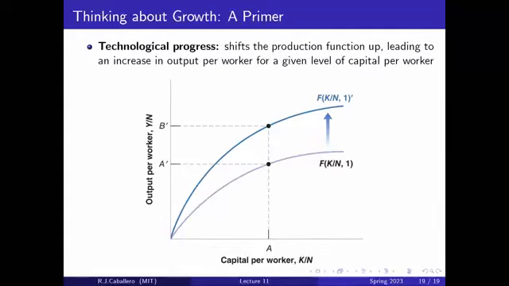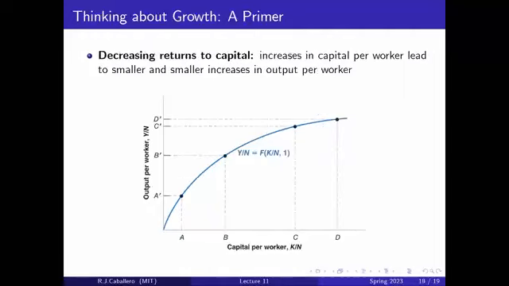So when you move along this, you can increase output per person by simply increasing capital per person. And the more you increase capital per person, output will increase more and more, but at a decreasing rate. You can see that the distance between A and B is the same as the distance between C and D. However, the increase in output when you go from A to B is enormous when compared with the increase in output that you get from the increase in capital per person from C to D.